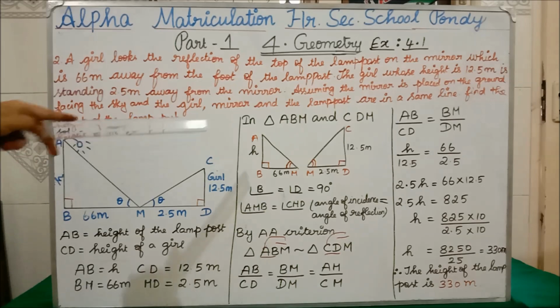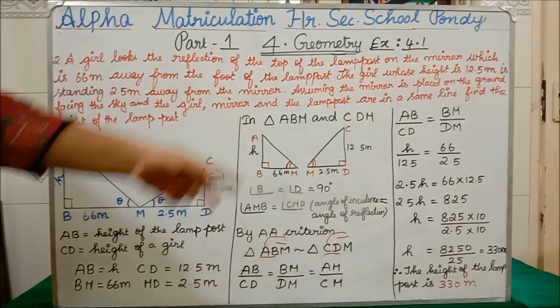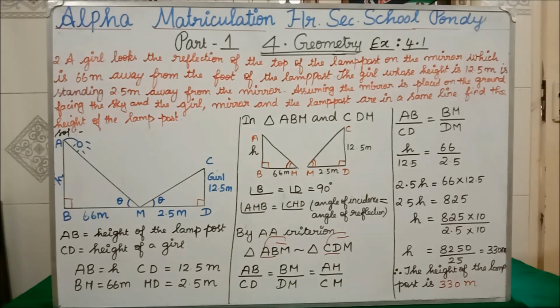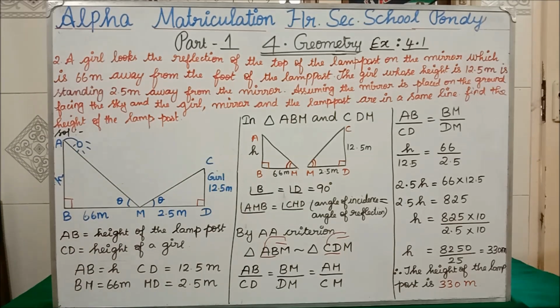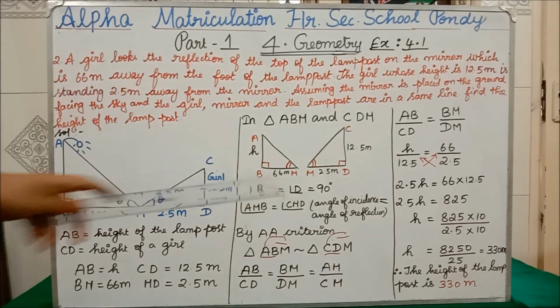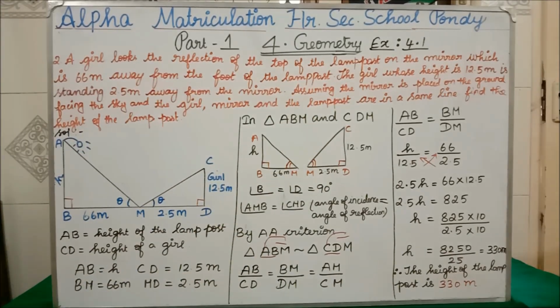Okay, students, what is the value of AB? h. Divided by, what is the value of CD? 12.5 is equal to BM value 66, DM value 2.5. We have to do cross multiplication. You all know cross multiplication, isn't it? If we do cross multiplication, h into 2.5 is equal to 12.5 into 66. Multiplying 12.5 into 66, we will get 825.0. Since the 0 will not be considered, I have not taken that 0.